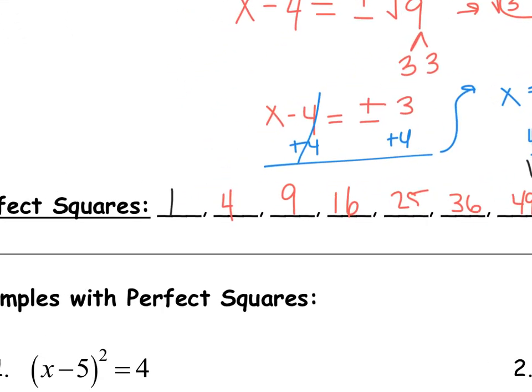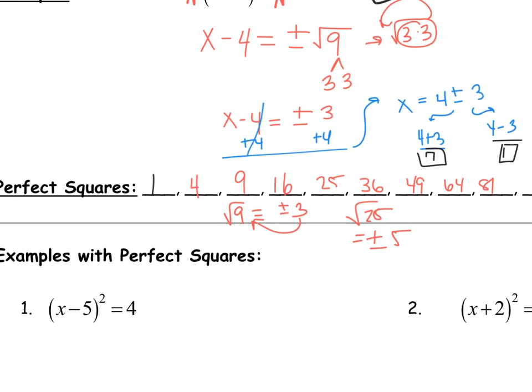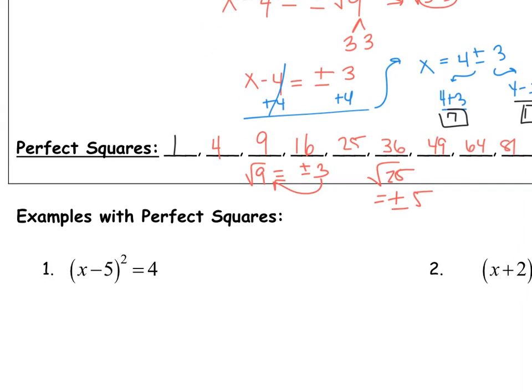So for instance, in that previous example, if I have radical 9, I can just say radical 9 is equal to plus or minus 3, because 3 times 3 is 9. I can also say radical 25 equals plus or minus 5, because 5 times 5 is 25, and negative 5 times negative 5 is 25.